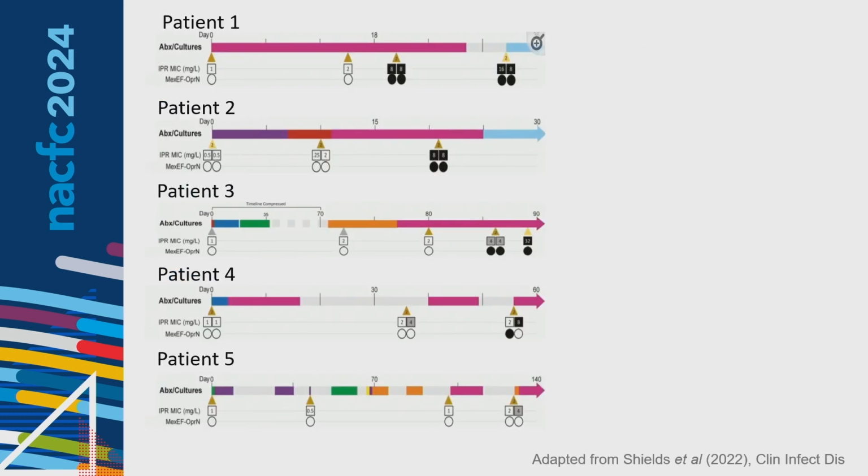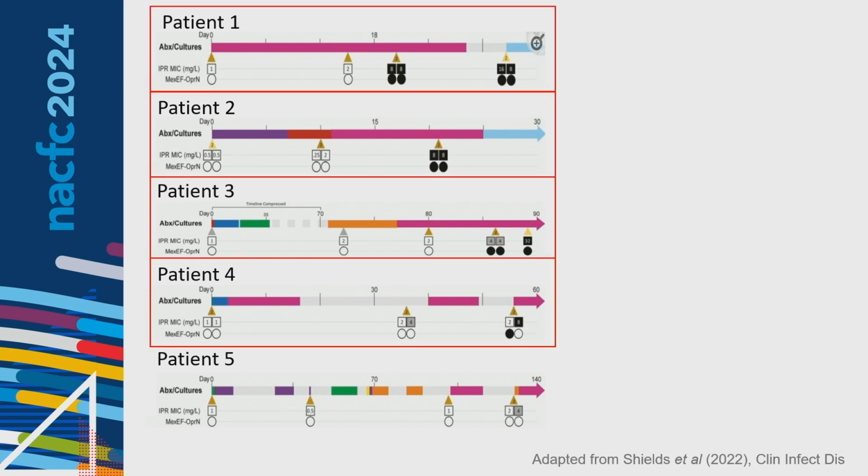In fact, in support of our findings, a recent clinical study was published wherein authors followed 5 patients who were chronically infected with Pseudomonas and were receiving beta-lactam therapy. 4 out of these 5 patients had isolates that evolved inactivating mutations in MexEF-OprN, that is indicated by these black circles. More importantly, 3 out of these 4 patients soon expired after the identification of these isolates.